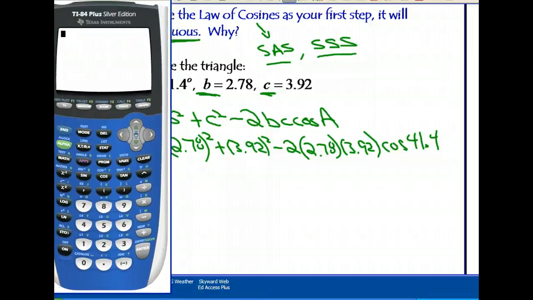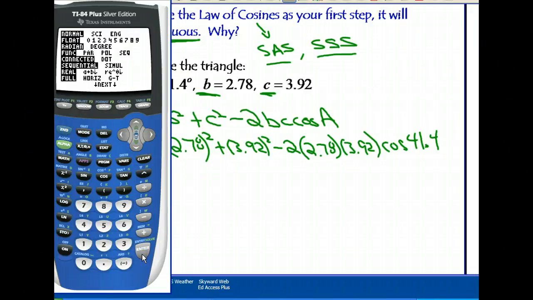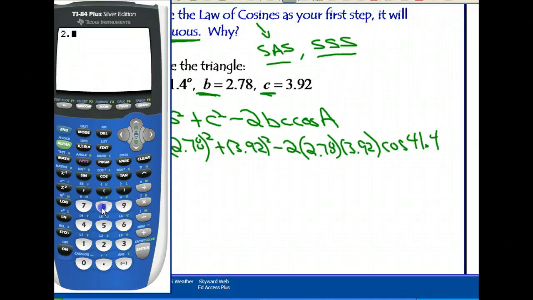So we still got that 2.78 squared. Again, check your mode. Make sure your mode is in degrees when we're doing these triangle problems. That's a switch from graphing when we're in radians. And let's try this. 2.78 squared, and then we've got 3.92 squared, minus 2 times 2.78 times 3.92 times cosine. I'll put in 41.4.